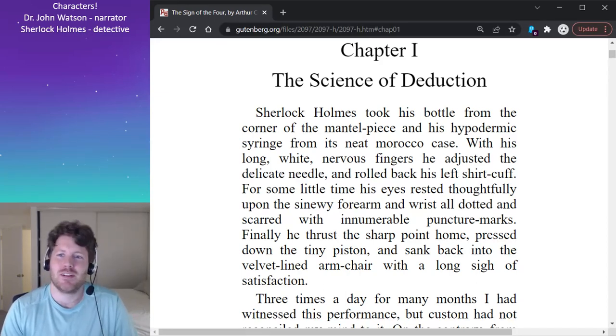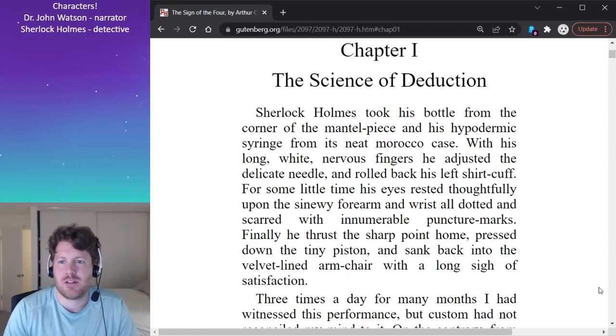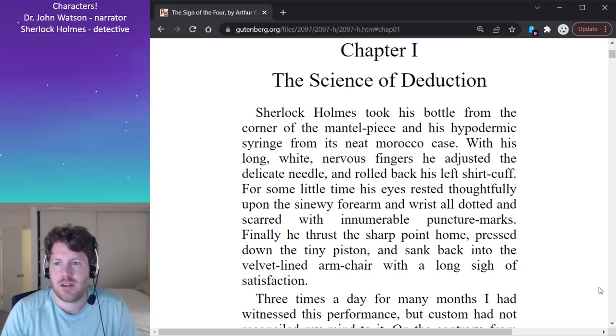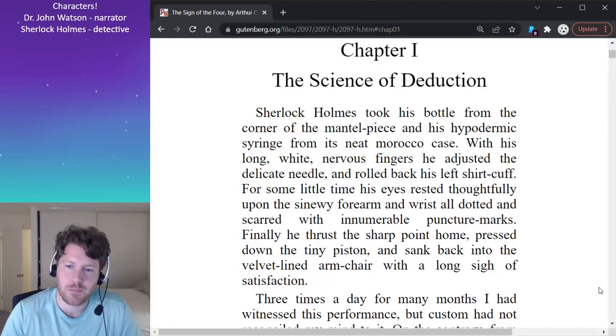All right, chapter 1, The Science of Deduction. Sherlock Holmes took his bottle from the corner of the mantelpiece and his hypodermic syringe from its neat morocco case. With his long, white, nervous fingers, he adjusted the delicate needle and rolled back his left shirt cuff. For some little time, his eyes rested thoughtfully upon the sinewy forearm and wrist, all dotted and scarred with innumerable puncture marks. Finally, he thrust the sharp point home, pressed down the tiny piston, and sank back into the velvet-lined armchair with a long sigh of satisfaction.